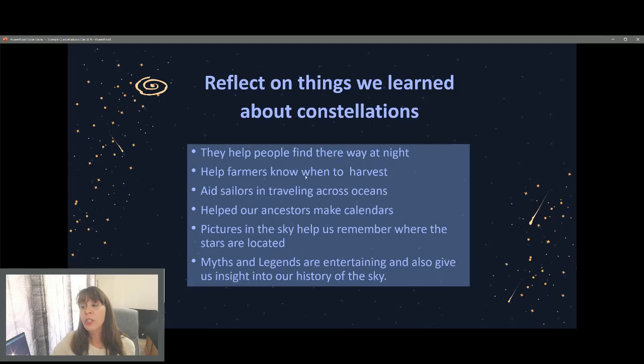The stars also help farmers know when to harvest. They help sailors travel across the ocean, and they've helped sailors for many, many years do that. They helped our ancestors make calendars. The pictures in the sky also help us remember where other stars are located. If I found Polaris with the Little Dipper, I would know where I could find Ursa Major and the other stars in that constellation. And they're also fun to read the myths and legends. They're very entertaining.